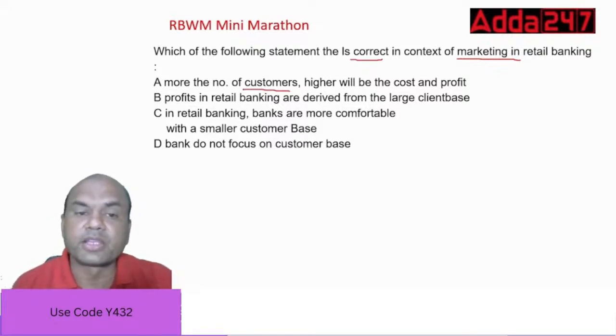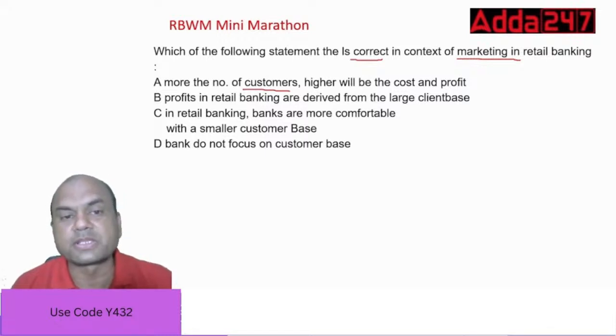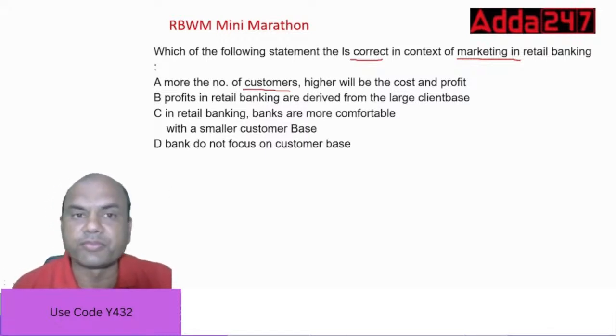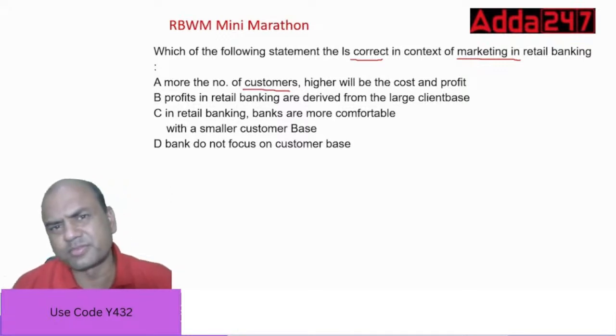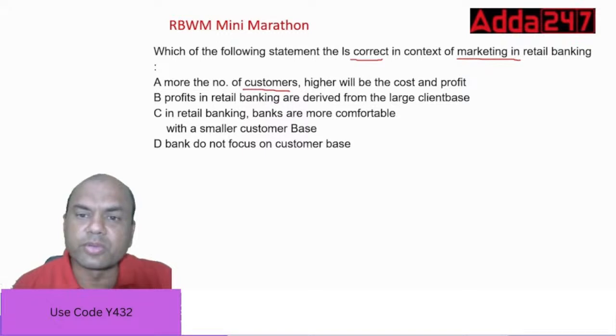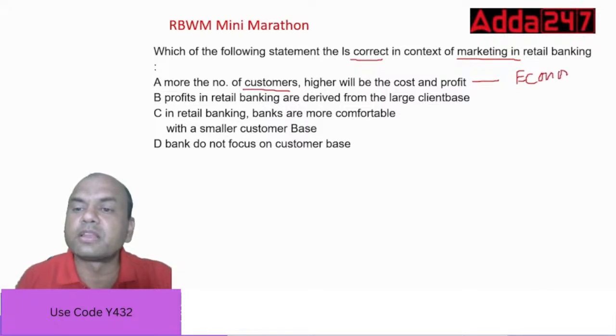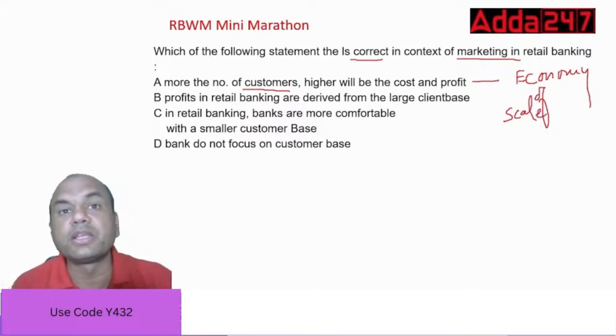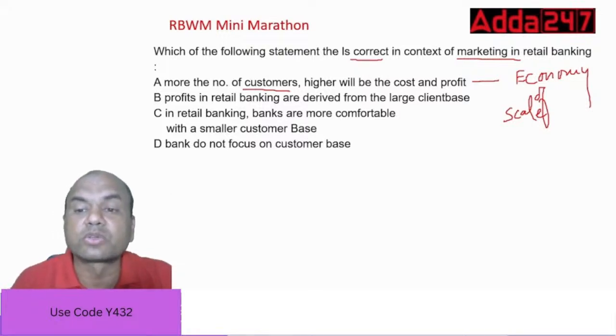Okay, let's forget the remaining options and just focus on option number 1. More the number of customers, higher will be the cost. Is it so? It is not so, because if my customers go on increasing, it is called economy of scale. What do you mean by economy of scale? It means as the number of customers goes on increasing, the cost goes on decreasing.